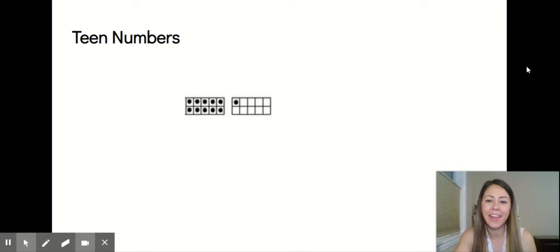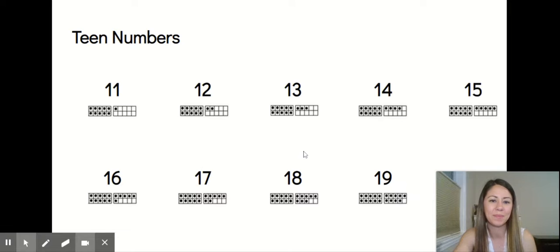For example, here you see 11 dots. 11 is a teen number because it has one full group of 10, one full 10 frame, and one extra one. What number is this? That's right, 14 is also a teen number. There's one full group of 10 and four extra ones.